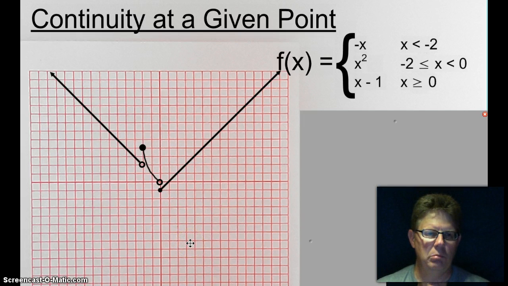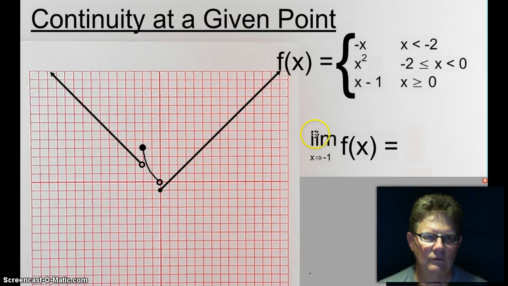Continuity at a given point. You have a piecewise function here: f of x equals negative x, where x is less than negative 2. That would be this line right here. F of x equals x squared for negative 2 less than or equal to x, which is less than 0. That would be this part of the parabola right here. And then f of x equals x minus 1 for x greater than or equal to 0. That would be that linear part right there. It's actually a ray.